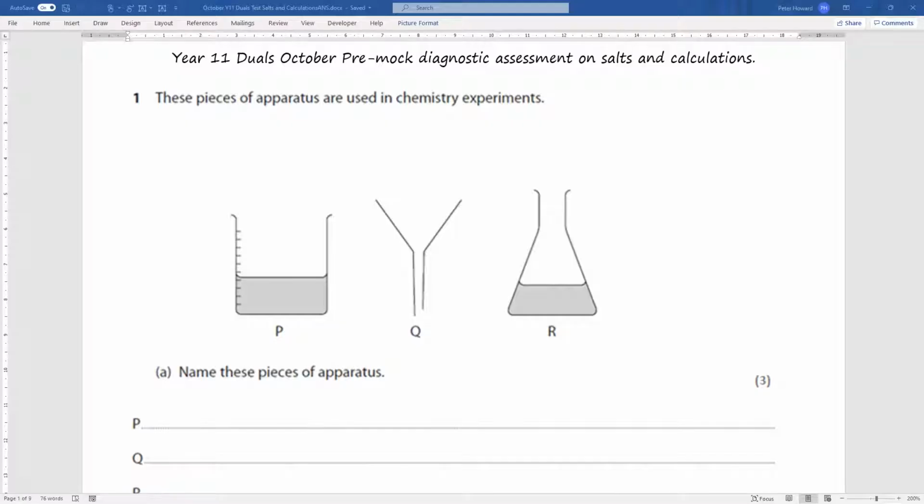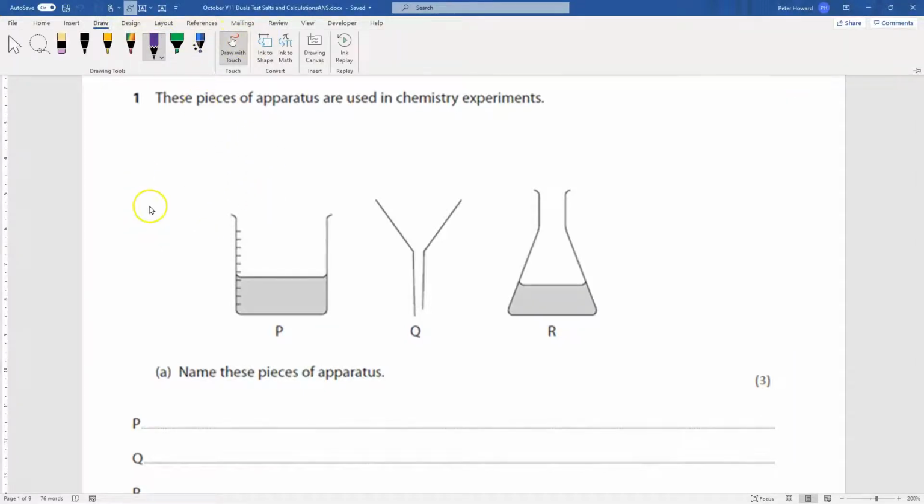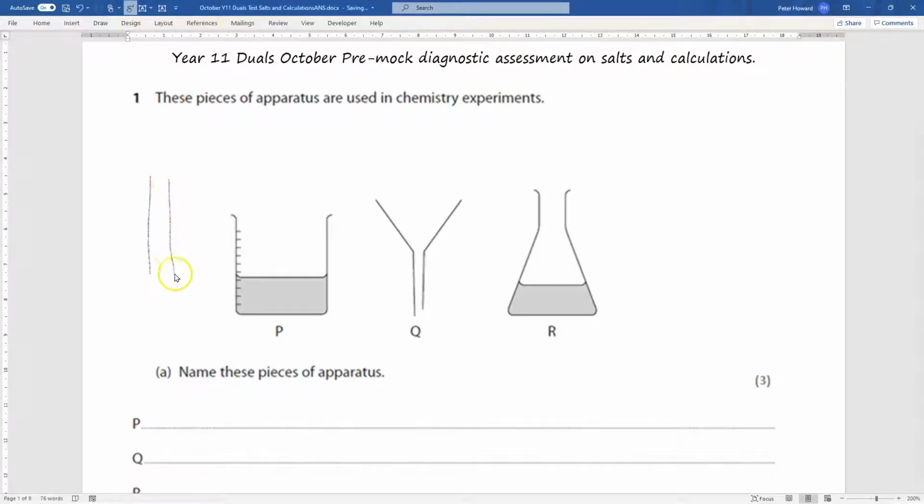The question is all about naming pieces of equipment. So if we look at them, we should be able to work it out. If we looked at a picture of a measuring cylinder, it would look like that. This is just basically a rectangle. I know it does have a bit of measurement markings in there, but that is a beaker.